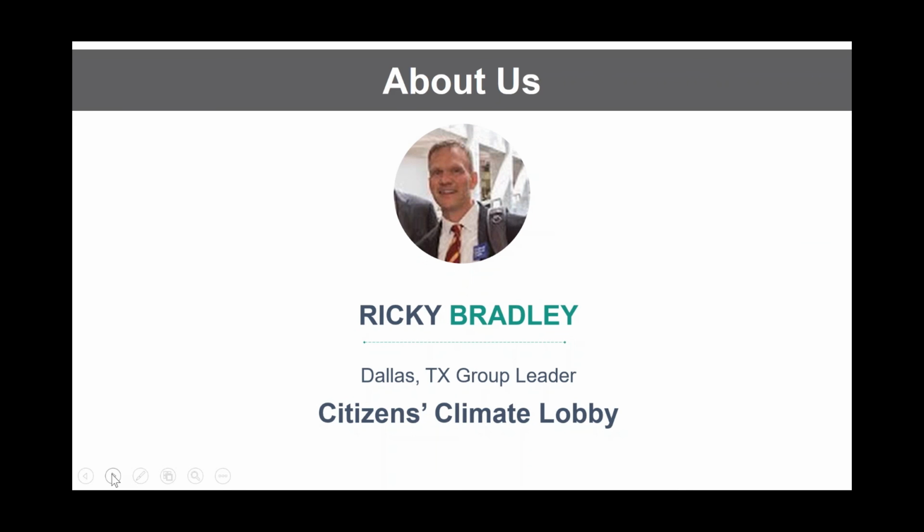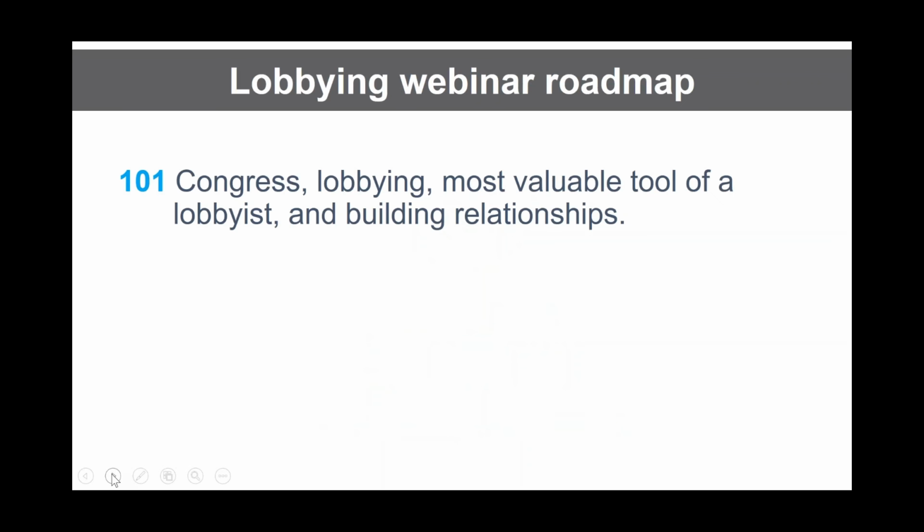All right, so let's take a look real quick at our lobbying webinar roadmap to see what we've covered so far, and then I'll show you also where you can find the previous lessons. So in Lobbying 101, we discussed the basics of Congress, what it's like to lobby as a citizen, what are really our most valuable tools as a lobbyist, and just to refresh you, that is information on how our policy will impact a member's district. And we talked about building relationships as well, what it's like building a relationship with a member of Congress.